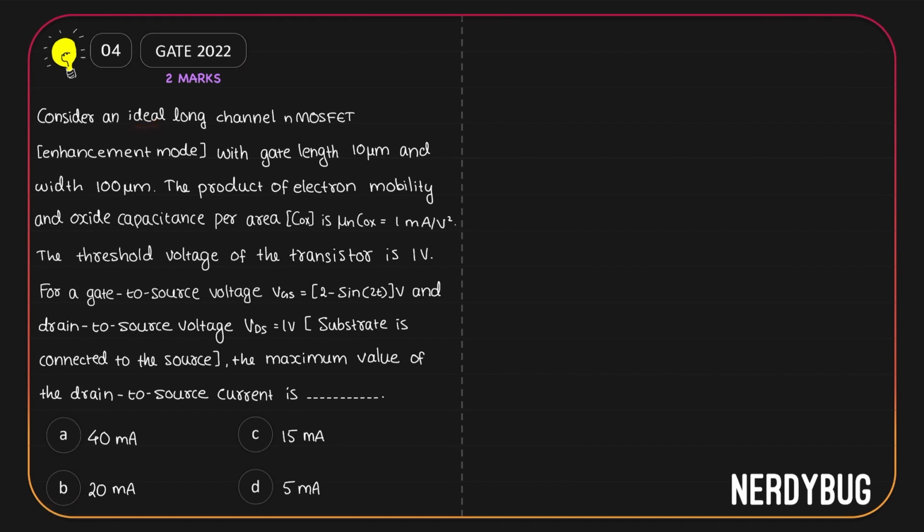We have an ideal long channel enhancement mode nMOSFET with gate length 10 micrometer and width 100 micrometer. The product of electron mobility and oxide capacitance per area, that is µnCox, is 1 milliampere per volt square. Threshold voltage of the transistor is 1 volt. The gate to source voltage VGS is 2 minus sine of 2t volt. The drain to source voltage VDS is 1 volt. Substrate is connected to the source. What we have to find out is the maximum value of the drain to source current.